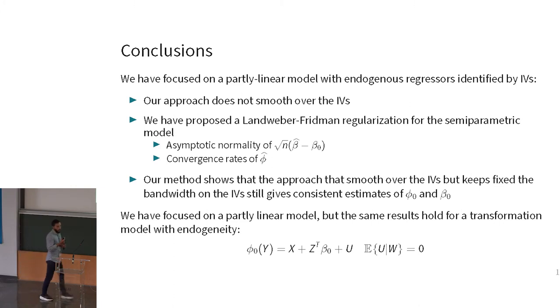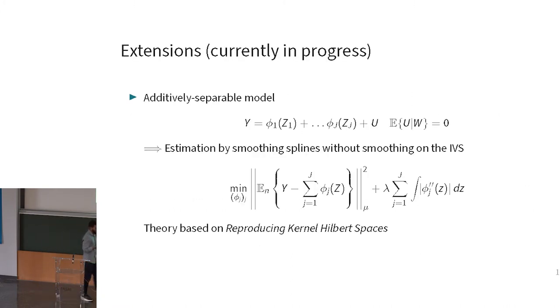There are some extensions that we're working on with Judd and with Pascal as well. This extension is on an additively separable model, which is estimated by smoothing splines. We use the same kind of machinery where we don't smooth over the instrumental variables, but first we transform the conditional moment restriction into a continuum of unconditional moments, and then we run the semi-parametric smoothing spline method. The theory is going to be based on reproducing kernel Hilbert spaces. We have some proofs for that, and we have simulations and this method works quite well, because here we're introducing a Sobolev effect. So we are imposing the smoothness also in the estimation method. So it's something that is also possible.